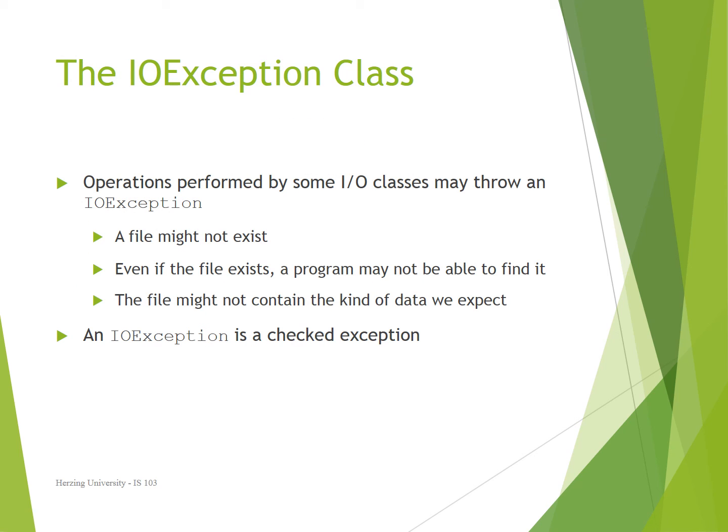The IOException class. Operations performed by some input-output classes may throw an IOException. For example, a file might not exist, and even if a file does exist, a program may not be able to find it. The file also may not contain the kind of data expected. An IOException is a checked exception.